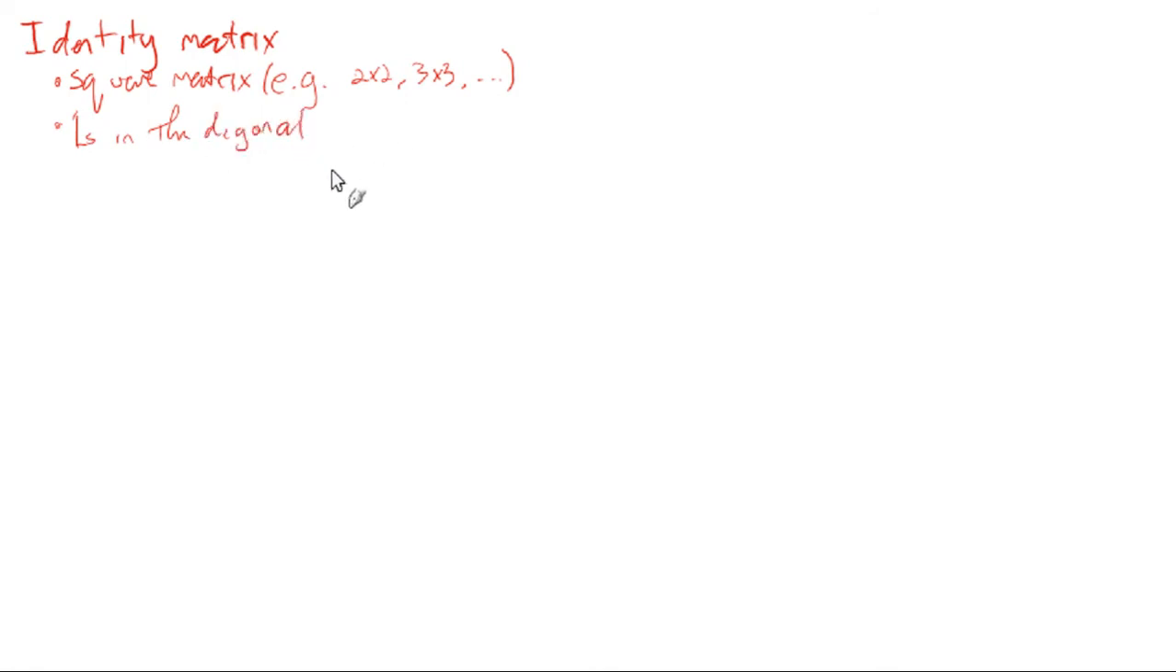I'm going to assume that's how you spell diagonal. I'm a bad speller. Ones in the diagonal, zeros elsewhere. What does that mean? Okay, so we know what a square matrix is, but what's a square matrix that has ones in the diagonal and zeros elsewhere? Let's do a 3 by 3 matrix, the 3 by 3 identity. Ones in the diagonal, zeros elsewhere.